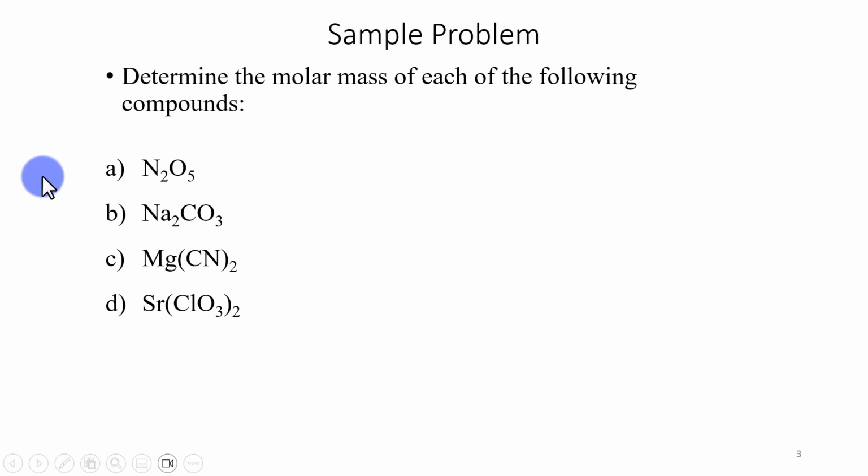Let's look at a sample problem. I'm going to do A for you and then give you a chance to do B through D. Here's my molecule. I have N2O5. These little subscripts tell me that I have 2 nitrogens and 5 oxygens.